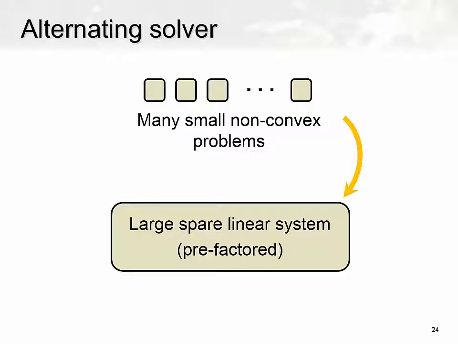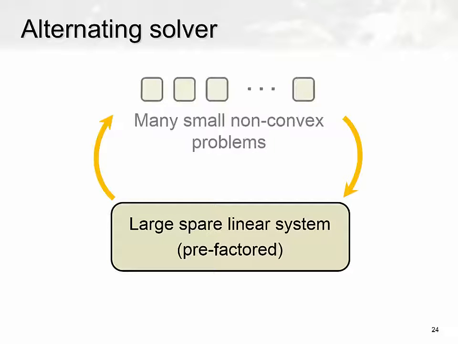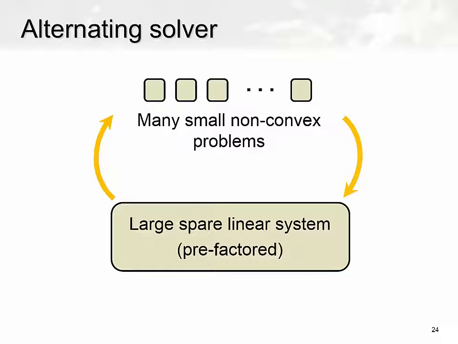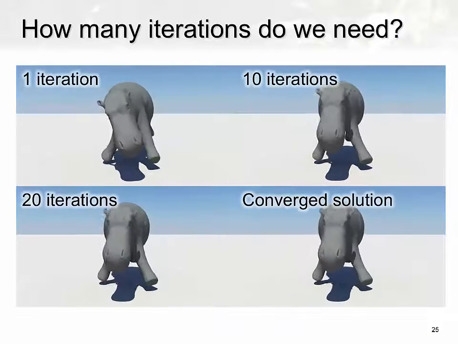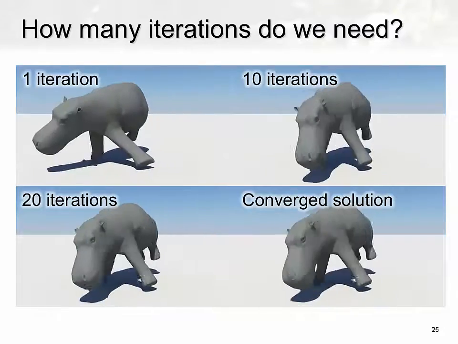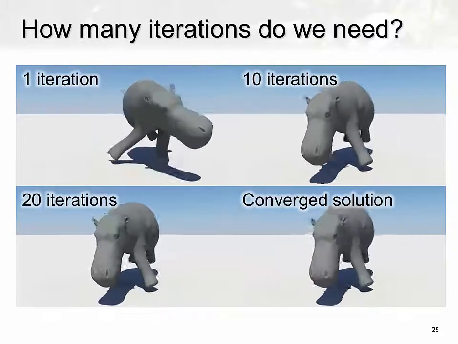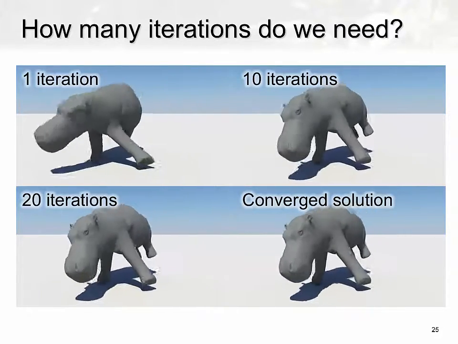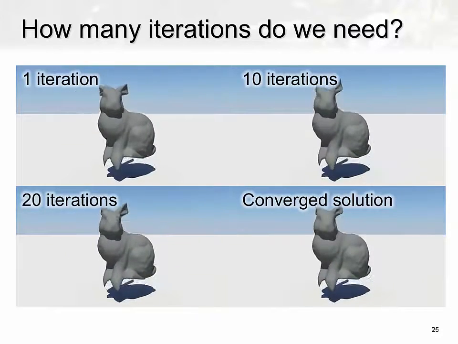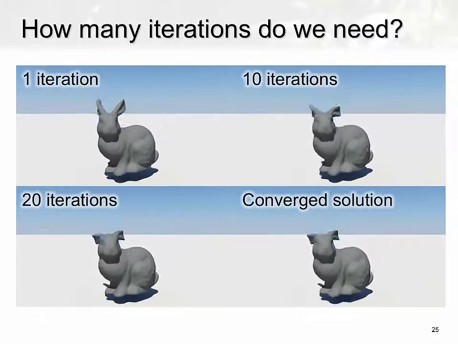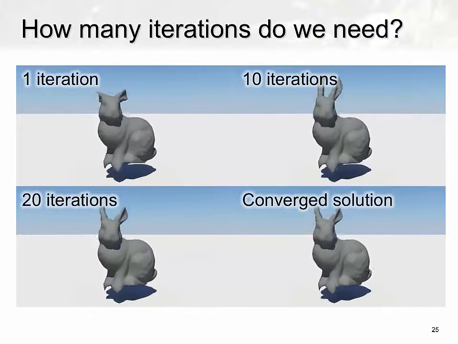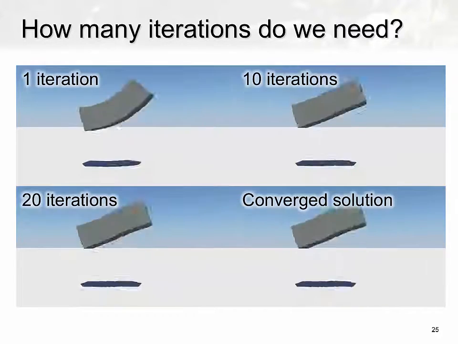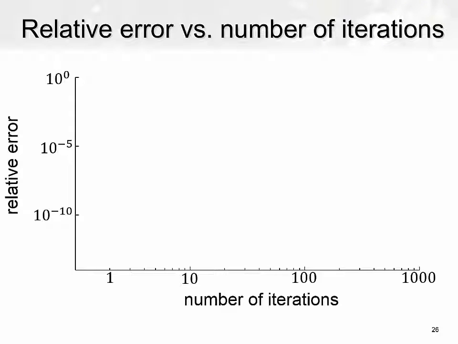This results in a new set of small non-convex problems, and we iterate this entire process. So how many iterations do we need? Well, it turns out that in practice this works surprisingly well. Already with one iteration, we obtain a nice stable animation, and you probably cannot tell the difference between 10, 20 iterations or the fully converged solution.